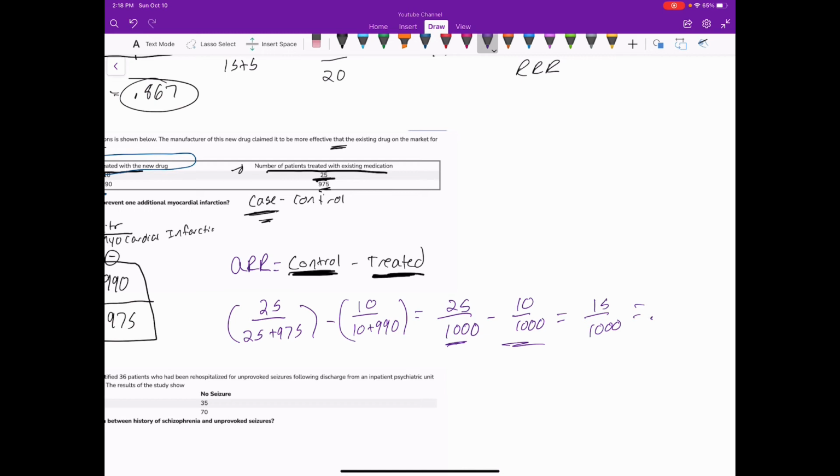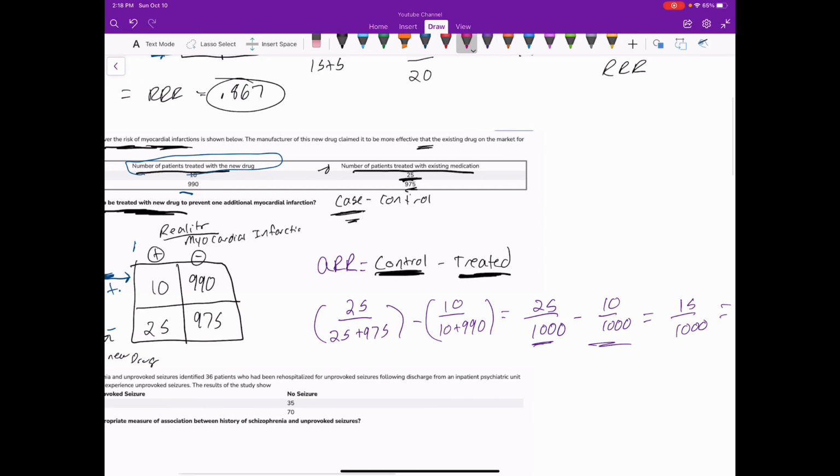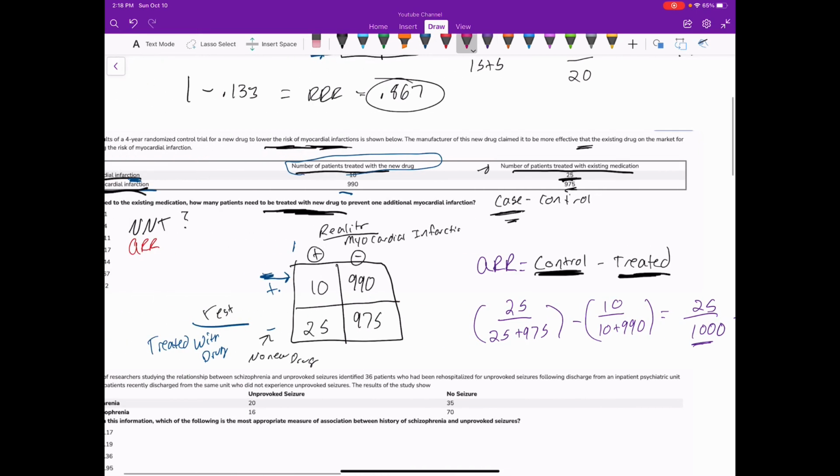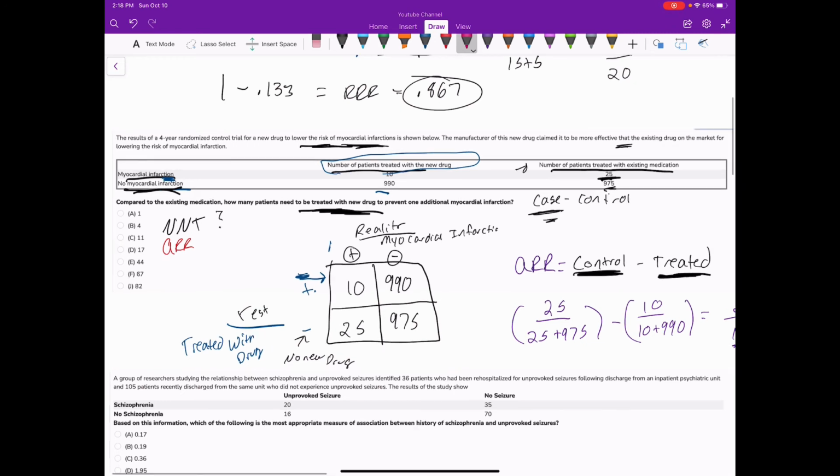And we get 0.015. Wow, that's a really low number. You must be like, wow, this probably is wrong. Well, let's go look at the answer choices. Oh boy, your stomach drops. You're like, wow, I do not have anything like that. Well, you shouldn't, because we're not looking for the ARR. We're looking for the NNT.